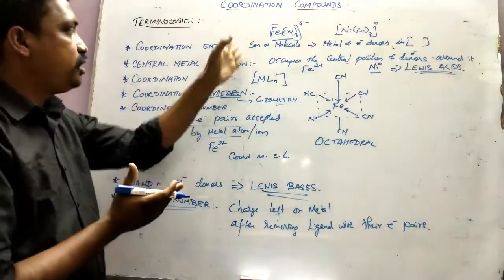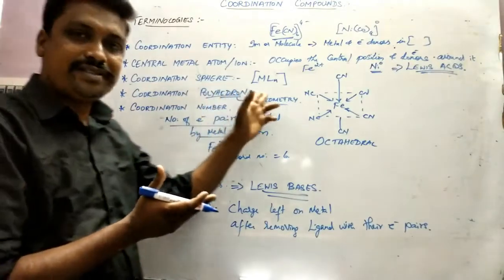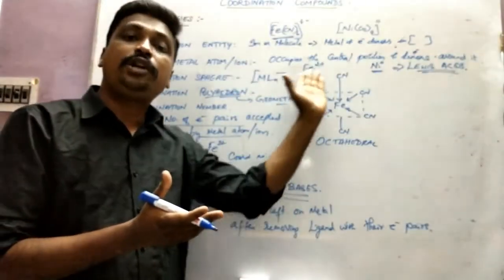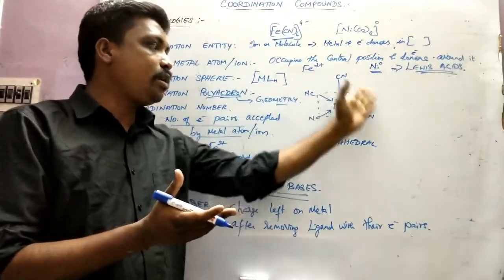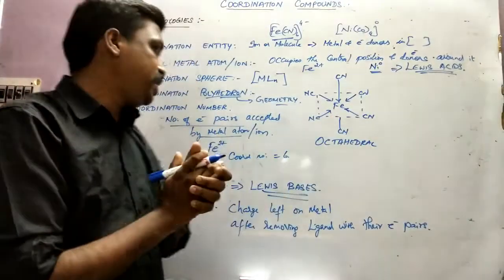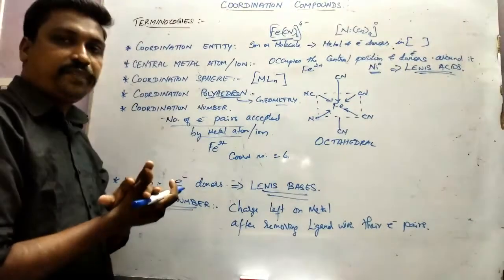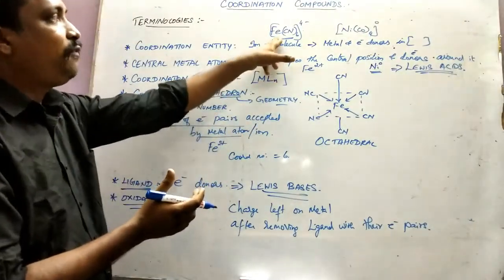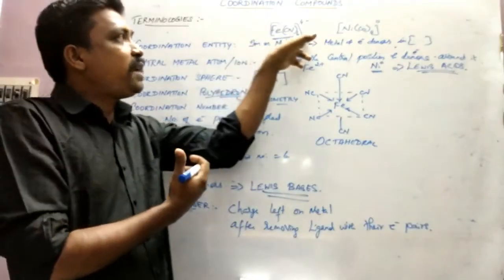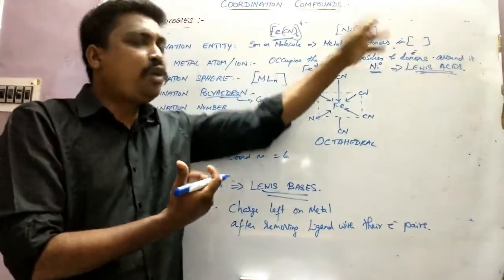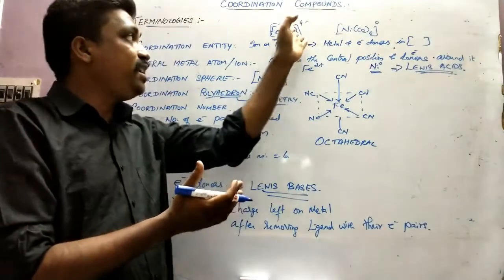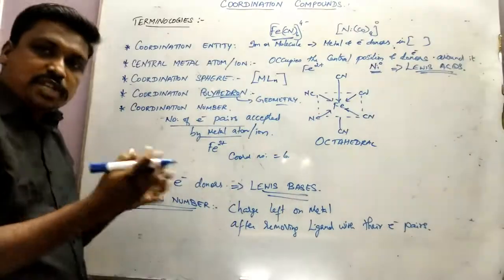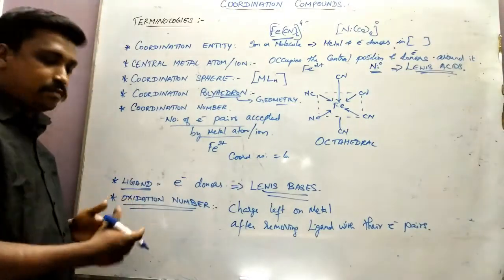Coordination sphere is similar to the entity. Coordination polyhedron is nothing but the geometry of the complex. It depends upon the number of ligand donors. Since there are 6 donors, it has octahedral geometry. Coordination number is the number of electron pairs accepted by the metal atom. Here Fe2+ accepts 6 pairs of electrons, and here nickel accepts 4 pairs of electrons. So the coordination number here is 6 and here is 4. Right. So we are going to discuss much more about ligands and oxidation number.